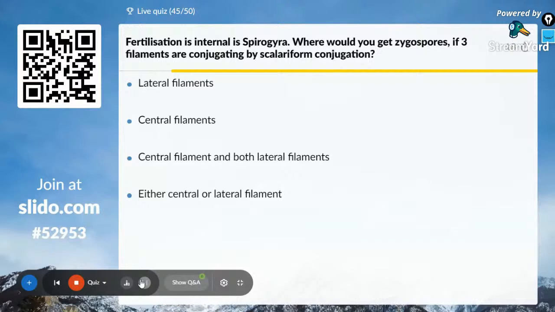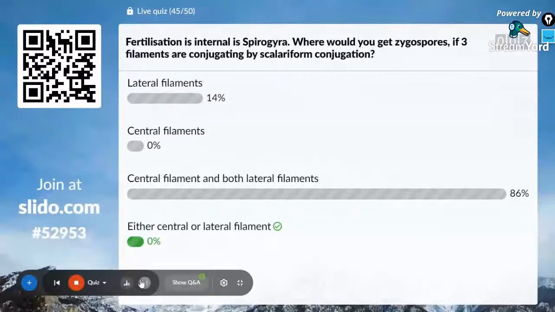Fertilization is internal in spirogyra. Where would you get zygospores if three filaments are conjugating? By scalariform conjugation. It is either lateral or central filament.